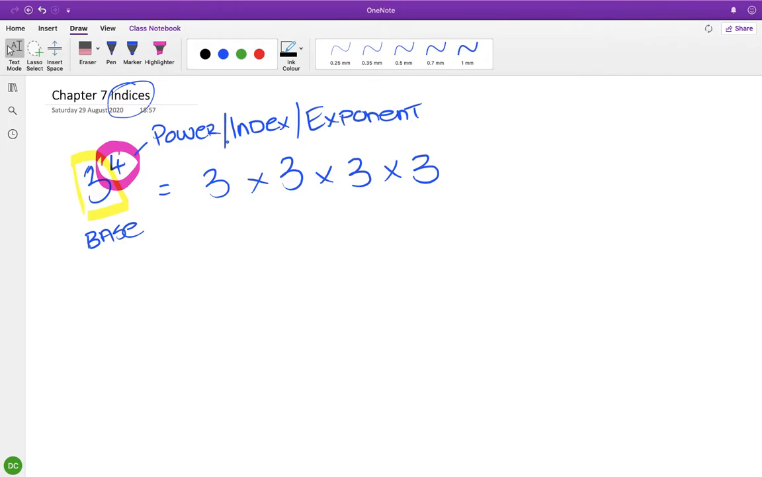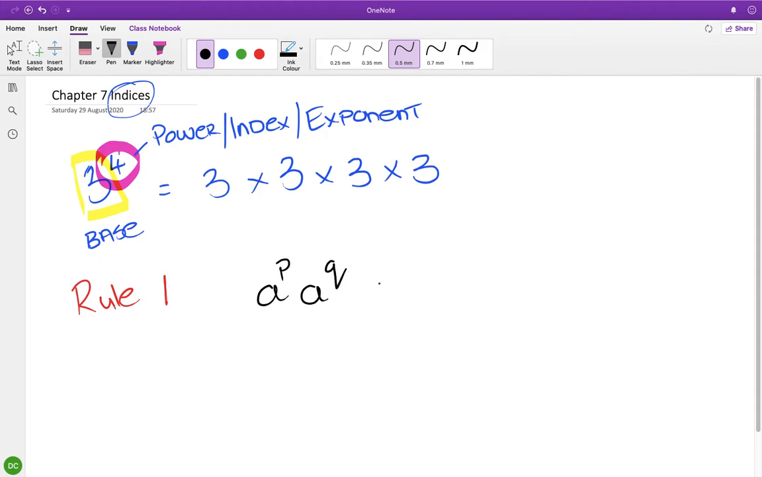So rule number 1 in the table book is a to the p times a to the q, and it says a to the p plus q. That's what the table book says. So let's see, can we interpret that?